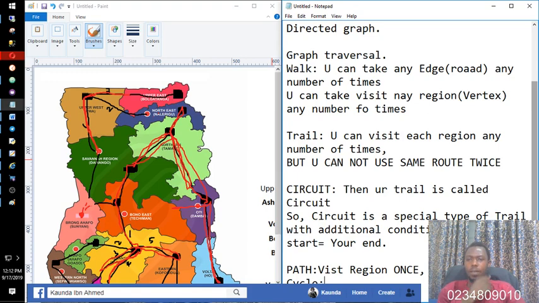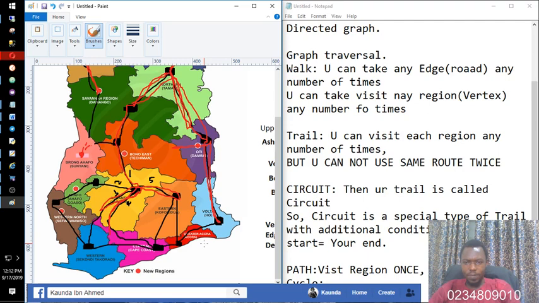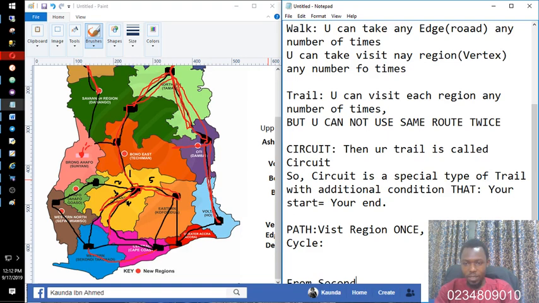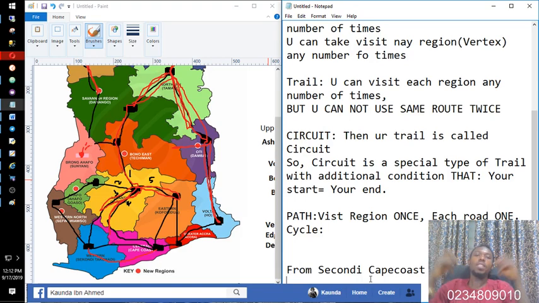Let's see something here. There's another layer we are going into. There is this possibility: from Sekondi to Cape Coast, there are two roads connecting the two. This is one, and this is another one. So there are two roads connecting those two towns, Sekondi and Cape Coast. It's possible, practically. There are some towns where there are so many ways you can pass to get to the same town.